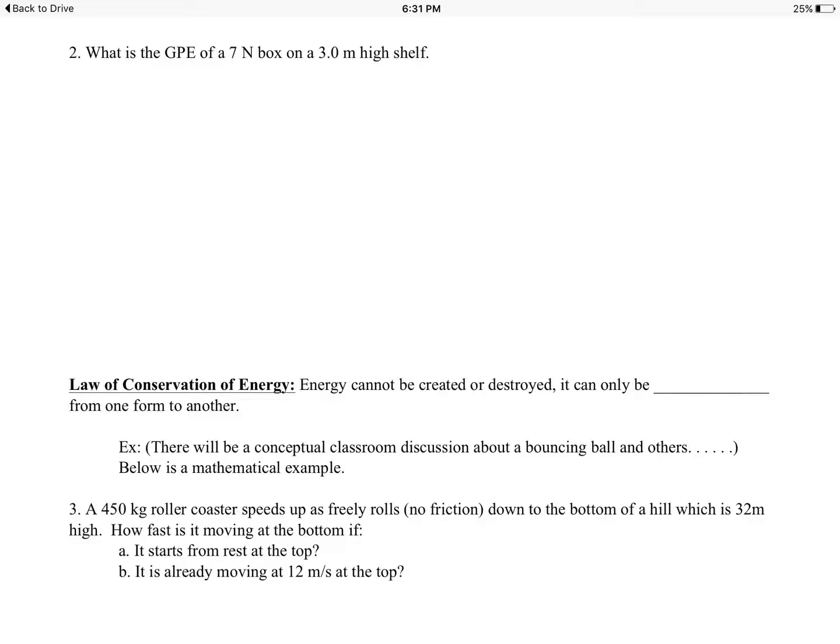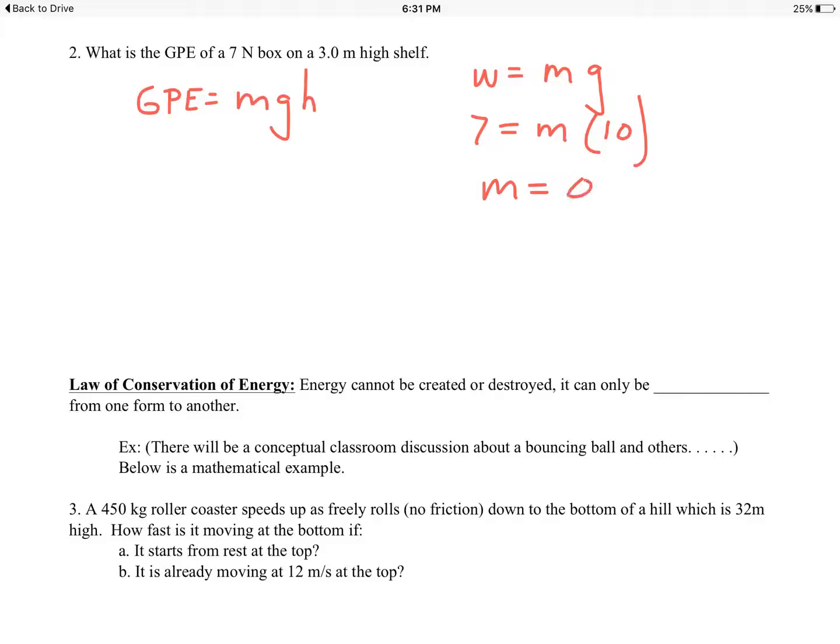All right, the GPE of a box sitting on a shelf is mass times g times h, which again, we'll take our 0 position as the floor, so we're doing all these problems with reference to the floor as being our 0 height or 0 GPE level. But we need to get the mass of this box. If you remember, weight equals m times g. The weight is given here as 7 newtons. The mass is unknown, but if we use our simple 10 for g, the mass comes out to be 0.7 kilograms.